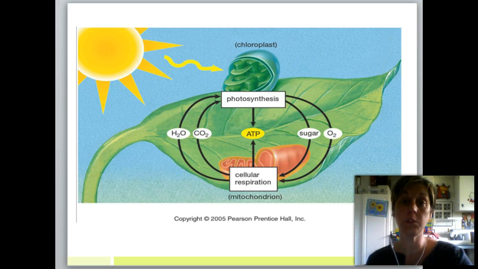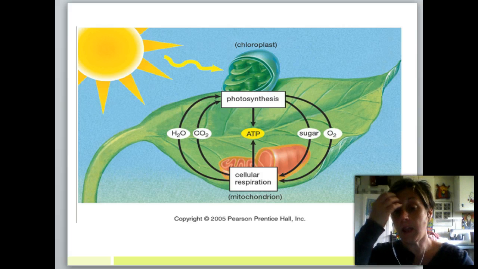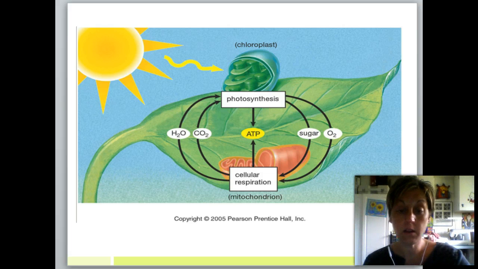Oxygen is released from the plant because that's a waste product for the plant, and sugar is then transferred to the mitochondrion, and cellular respiration takes place. And remember, with cellular respiration, in the mitochondria, that's where the energy is made and released so the cell can continue. So plants actually do both cellular respiration and photosynthesis. Animal cells only do one.